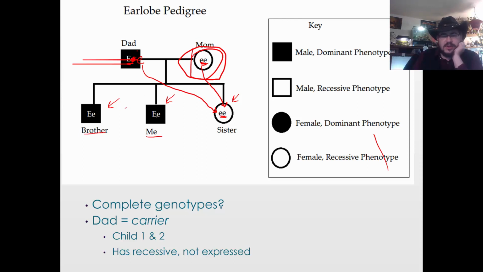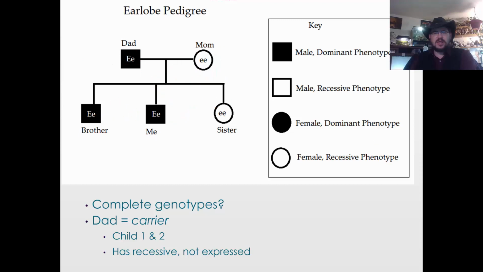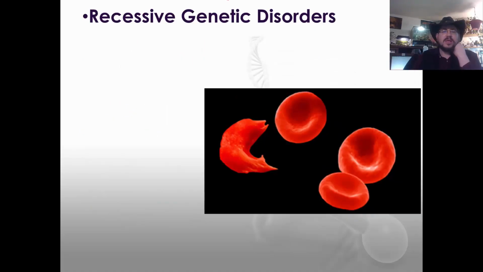And because my brother and I are dominant, that means we have the dominant phenotype. We got the dominant allele from dad, so we had to get the recessive allele from mom. So just basic information has allowed us to reason out every single genotype, but we did this in class. So now let's talk about recessive genetic disorders.